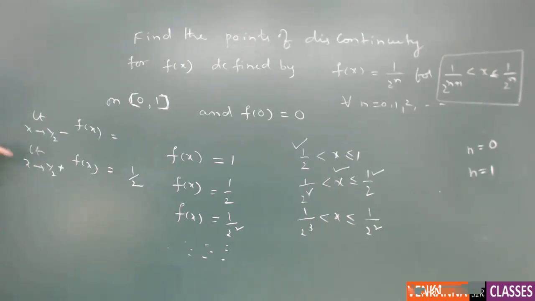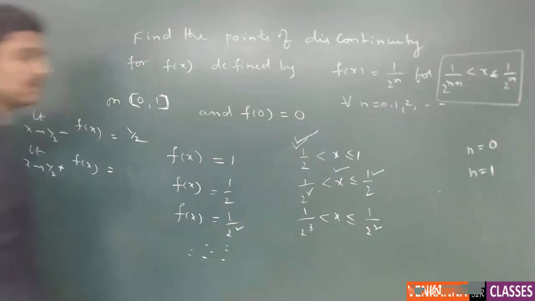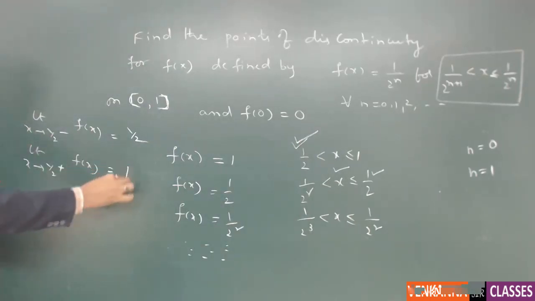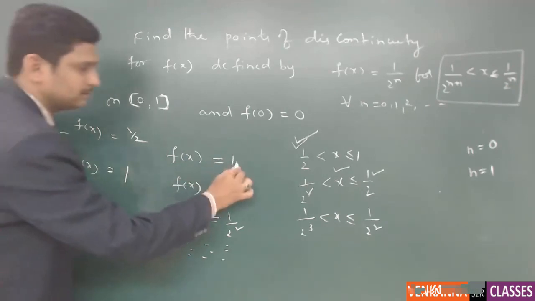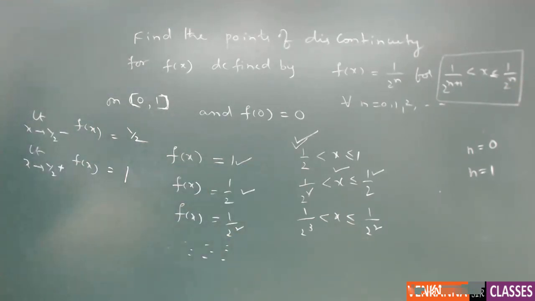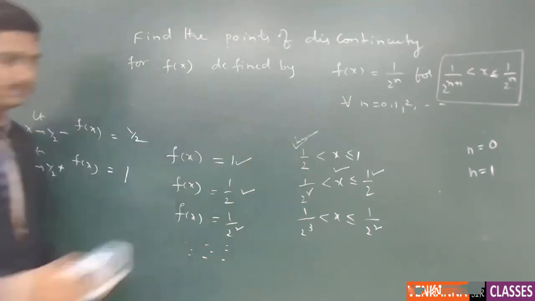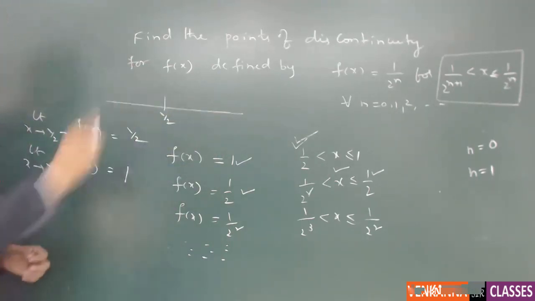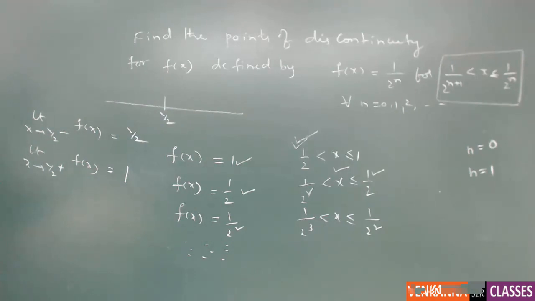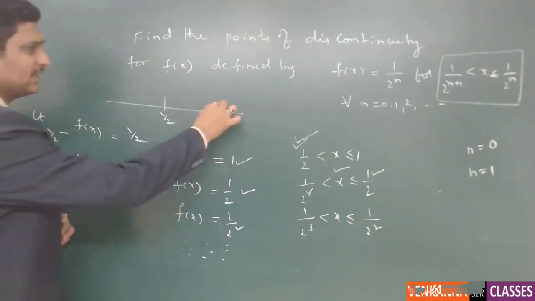So if you take the limit as x tends to 1 by 2 plus, this is the thing you are considering, so the value will be 1. This is the left limit and this is the right limit taken from these two. In other words, in a short note you can write like this, that if we are checking the continuity of the function at the point 1 by 2, it is taken like this.